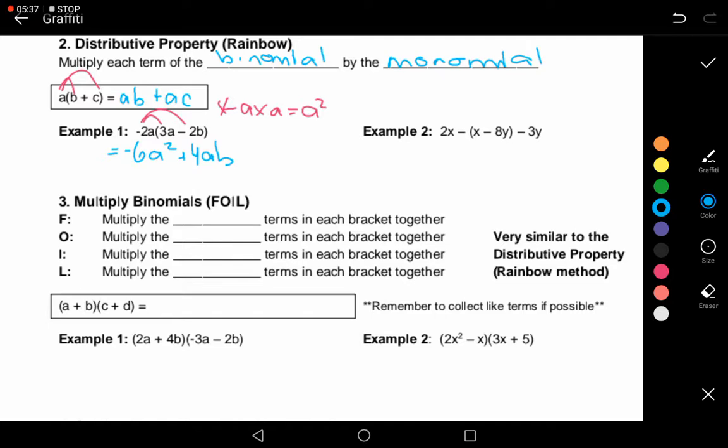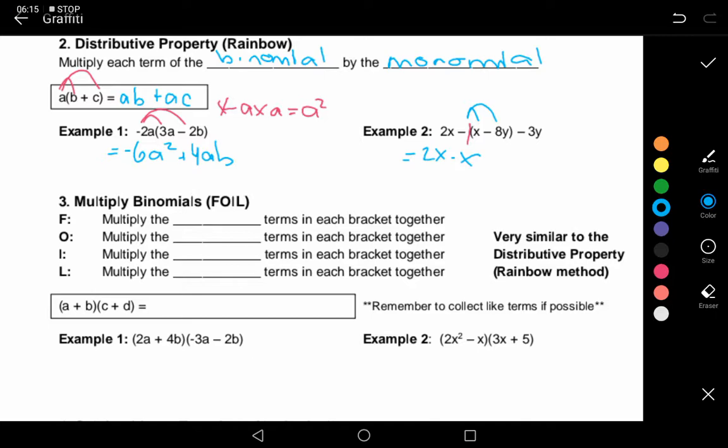Okay, so let's look at the second one here. So we have 2x minus bracket x minus 8y bracket minus 3y. So again, remember, when we don't see anything in front of the brackets here, we're imagining that there's a 1 there. Okay, because there's one of that bracket. So the first thing we're going to do is multiply that negative 1 into our bracket using our distributive property. So I'm going to leave the 2x alone for now. 2x. Okay, we have negative 1 times x. That's just going to be negative 1x, or negative x.